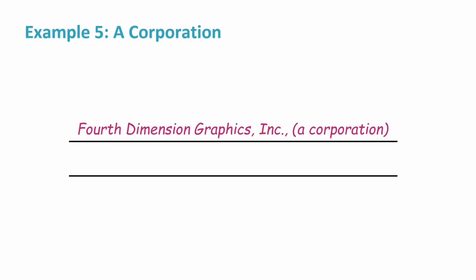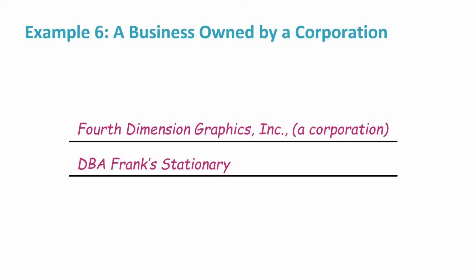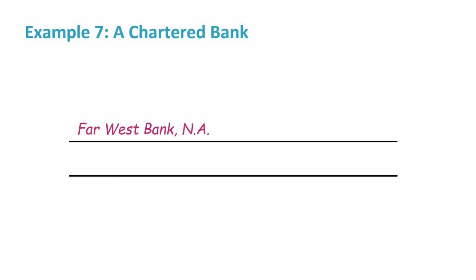If you are suing a corporation, write the exact name of the corporation and indicate it is a corporation in parentheses. If you are suing a business owned by a corporation, name the corporation and the business. If you are suing a bank chartered by the Office of the Comptroller of the Currency, add the abbreviation for National Association, which is NA.